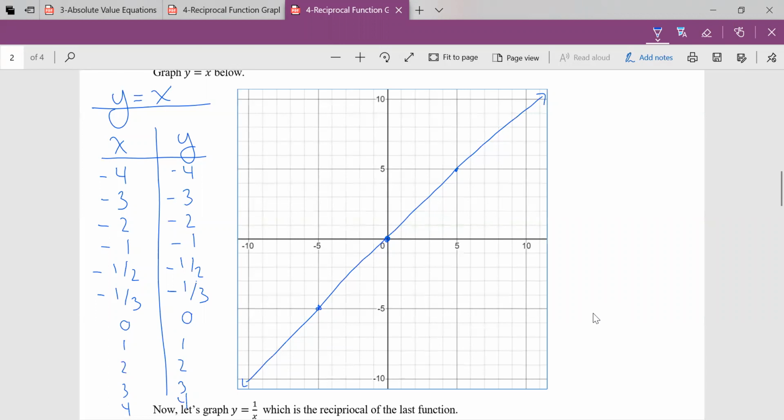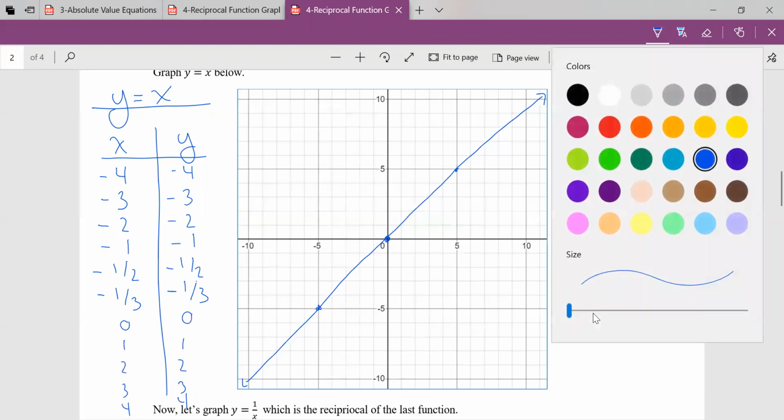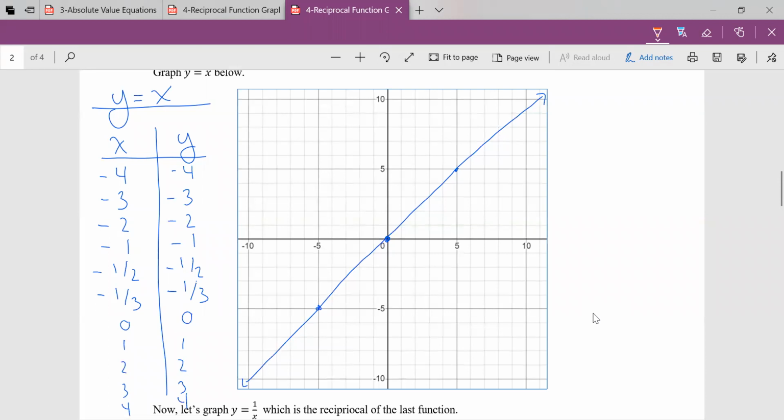Not bad. Okay, what I want you to do here is pause the video and complete the table of values for the reciprocal of this using the exact same values. So I'm going to input the exact same values: -4, -3, -2, -1, -1/2, -1/3, 0, 1, 2, 3, 4. I want you to pause the video, find those y values, and see if you can actually graph it yourself. I'll see you in a moment.